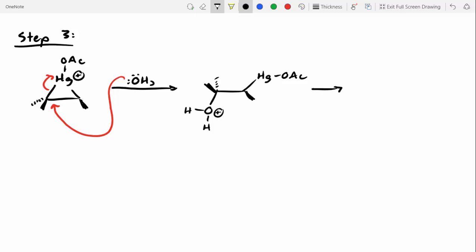The last step is you just need a little bit of base to do a deprotonation. And we lose that proton coming off of the water. So this is the 3 steps required for a mercuration reaction. The next thing we're going to do is take this product that we formed and pop off that mercury.